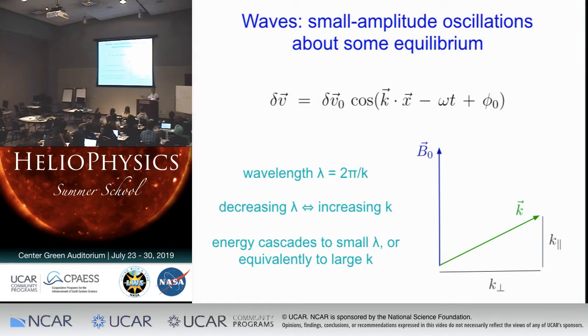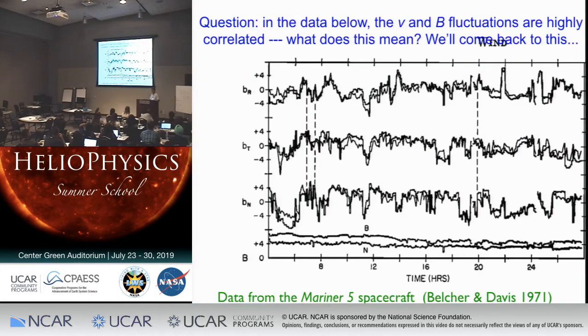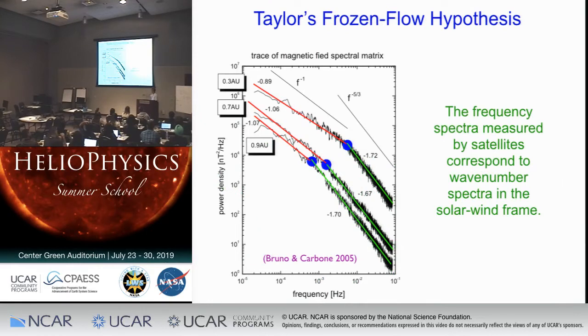Lower λ, higher k. So if you go back to those power spectra here, this frequency, as I was saying before, is actually proportional to the wave number, the spatial wave number of the turbulence in the plasma frame. So energy transporting to smaller scales, or cascading to smaller scales, corresponds to energy moving to the right in this plot. That's the energy cascade as energy moving to the right in a plot of the power spectrum like that.